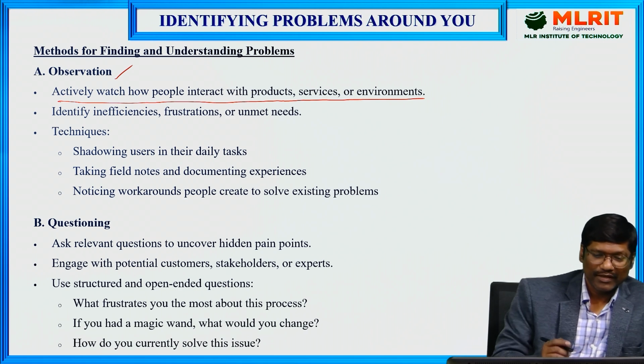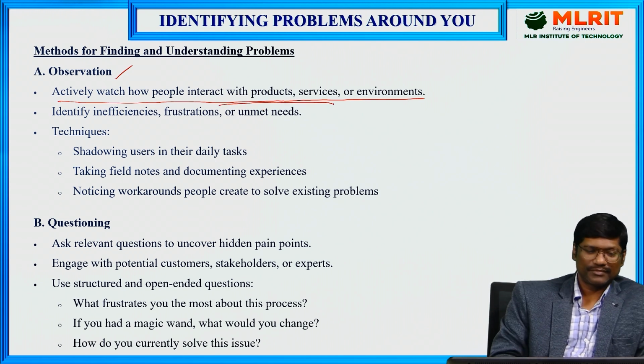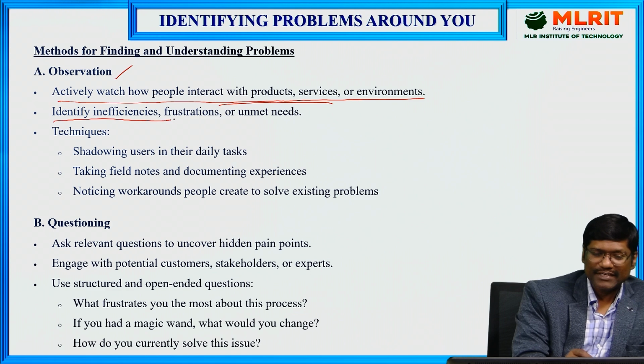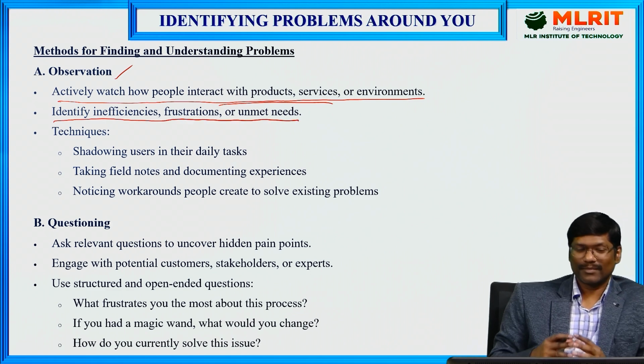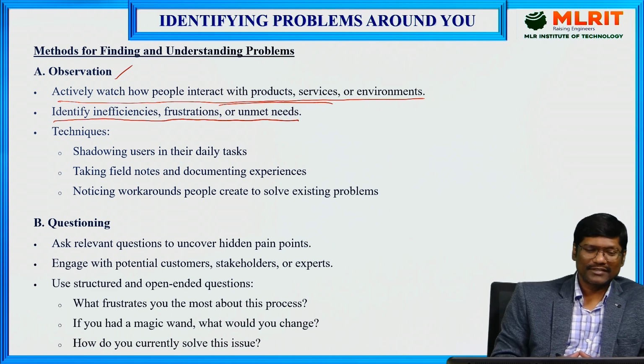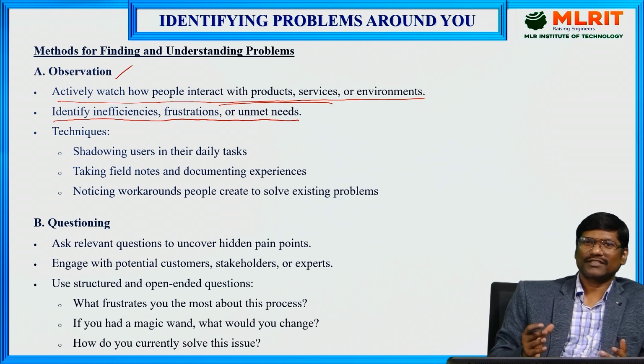So to come up with solutions, it's very important to observe what people are trying to do, right? Identify inefficiencies, frustrations, and unmet needs. You need to identify all these qualities in the people. Identify inefficiencies, right? They are not able to do certain activities effectively. Now you need to pitch in. Frustrations at times, like transportation, leave a lot of frustration in the minds of people. All right, so what solution can we provide?